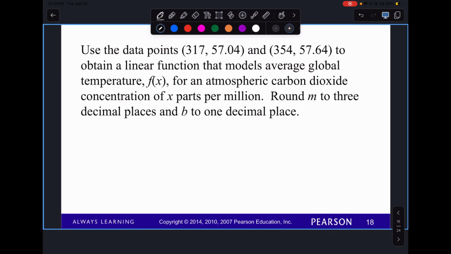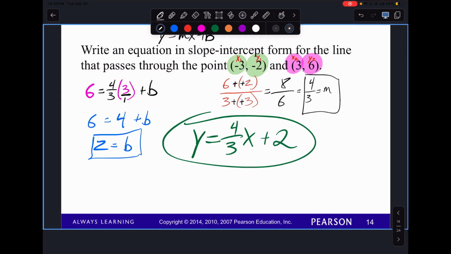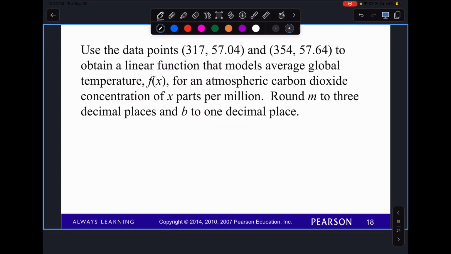All right, last question we're going to do here today. Okay, and this is one of those that looks intimidating. There's big words in there. They talk about obtain a linear function that models average global temperature. All this is the same question we did right here. This one just uses 3, -3, -2, 3, and 6. This one's just using some different numbers. But do we have 2 points on a graph? We have 2 ordered pairs, right? So this one is x1, this one is y1, this one is x2, this one is y2.